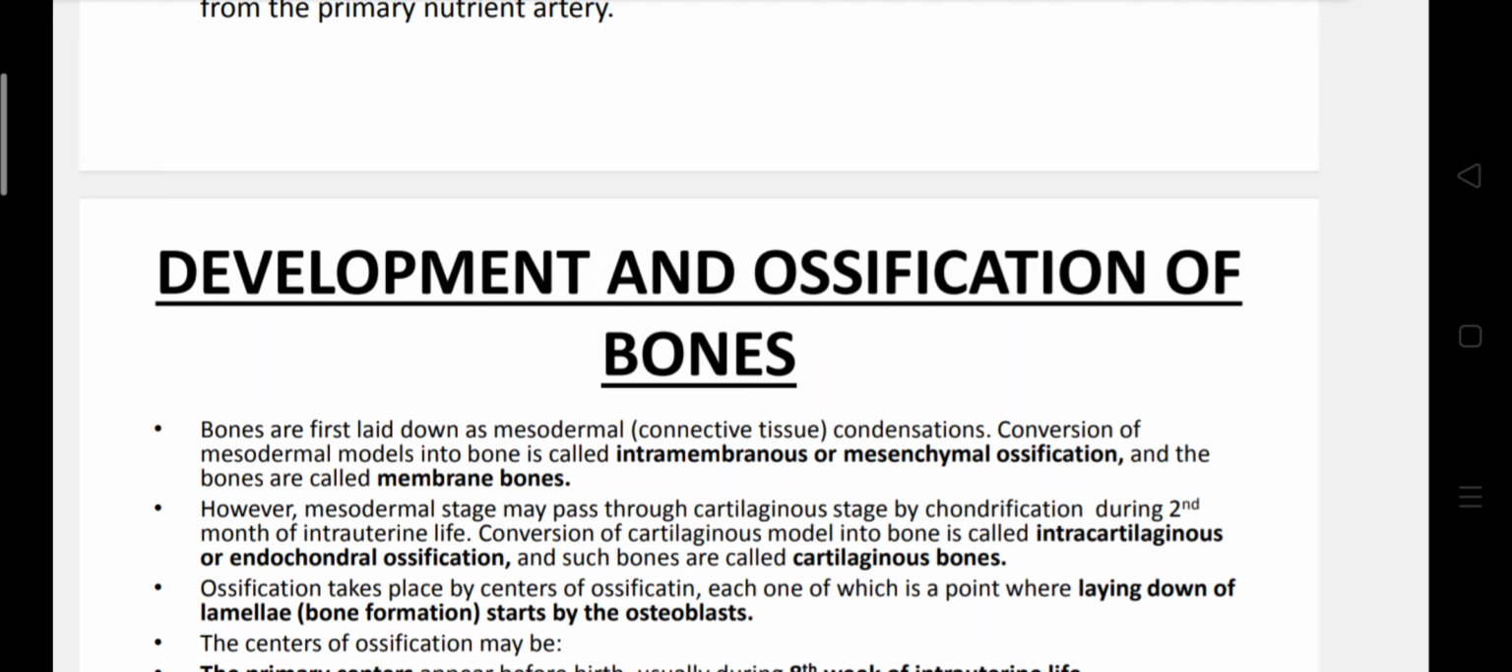Conversion of cartilaginous model into bone is called intracartilaginous or endochondral ossification, and such bones are called cartilaginous bones. Ossification takes place by centers of ossification, each one of which is a point where laying down of lamellar bone formation starts by osteoblasts.